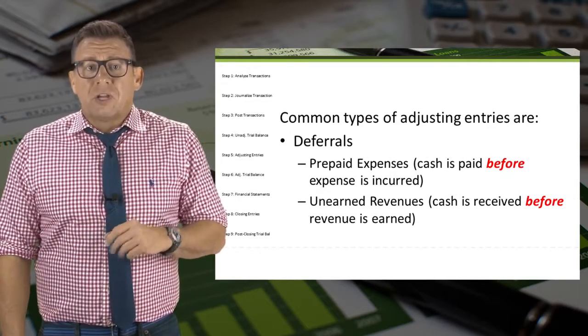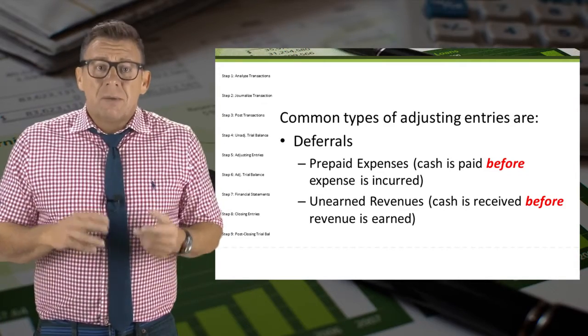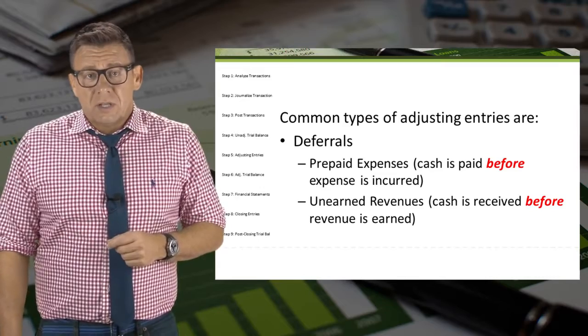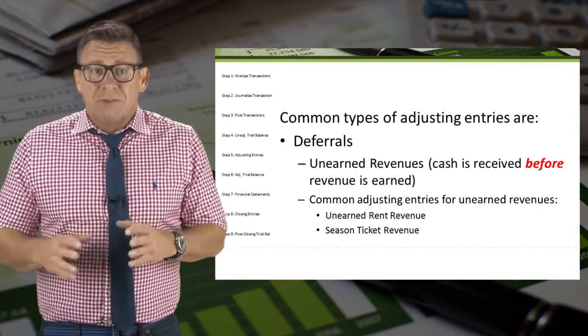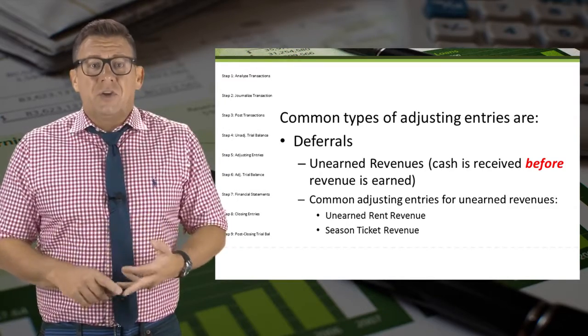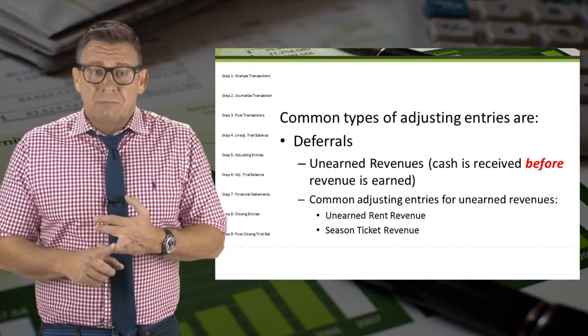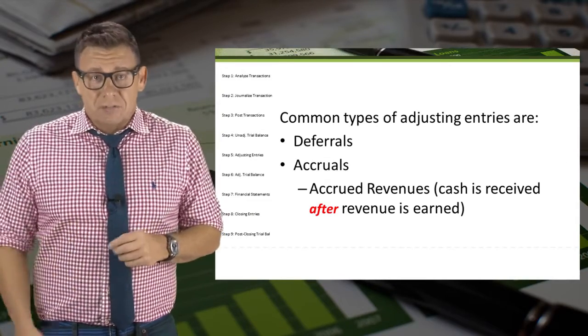Another type of deferral is unearned revenue. This means that cash is received before revenue is earned. Some common examples of adjusting entries for unearned revenues are unearned rent revenue, season ticket revenue, airline ticket revenue, like that. An example of an accrual is accrued revenues.